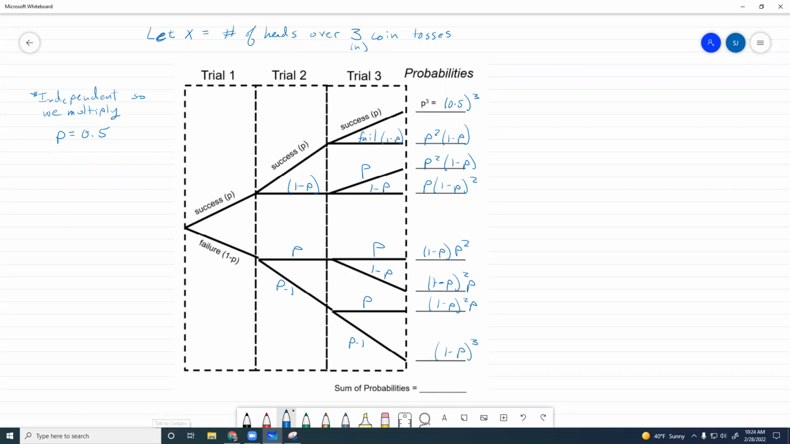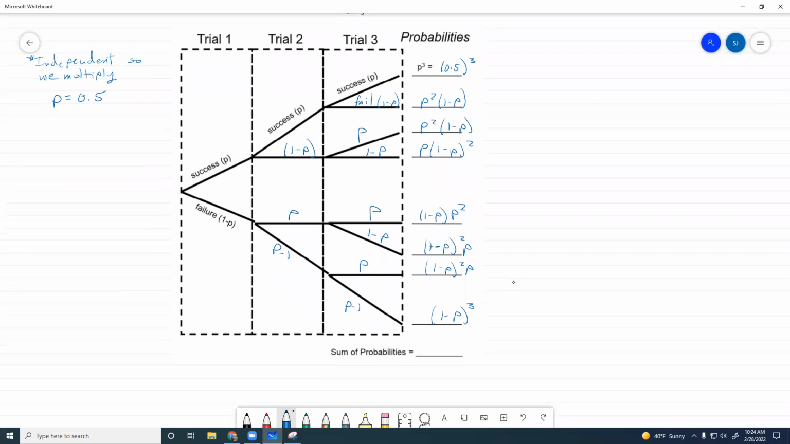So we get some kind of symmetry here. It starts with P cubed, it ends with 1 minus P cubed. And then we can prove to ourselves that this all adds up to 1. If we want to do that, we can just start with P cubed, and then combine all the like terms. P squared times 1 minus P, P squared times 1 minus P. So we get 3 of those.